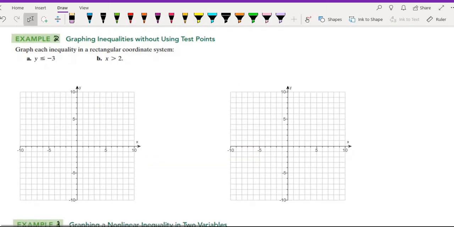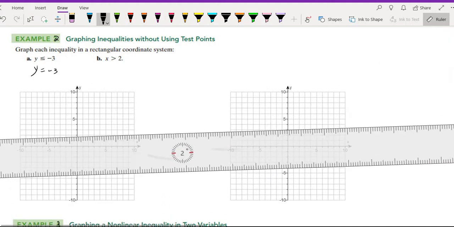Okay. Example 2, graphing the inequality without using testing points. Let's see how this works. We have to graph each inequality in a rectangular coordinate system. The first one, A, is y less than or equal to negative 3. First, let's look at what y equal to negative 3 looks like. Because y equals negative 3, if you can recall from algebra or pre-algebra, you have learned y equals negative 3 is just a horizontal line.